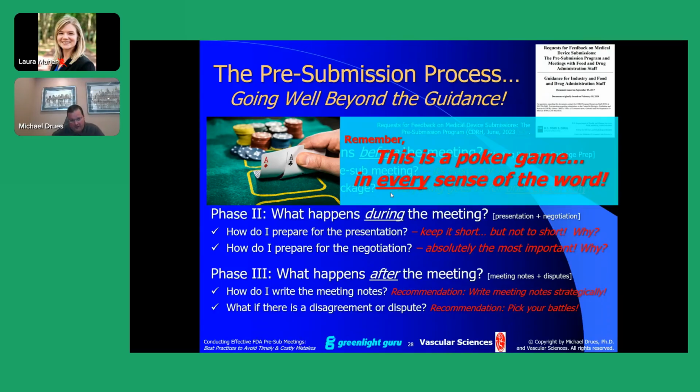And then finally, phase 3, what happens after the meeting is over? Well, one of the requirements is the company needs to submit meeting notes. The company is responsible for writing the notes, not the FDA, which in my opinion is a huge advantage because you can control the spin. The FDA can always edit your meeting notes, but you have the first chance of writing them. And according to the guidance, you are required to submit them within 15 days of the meeting.